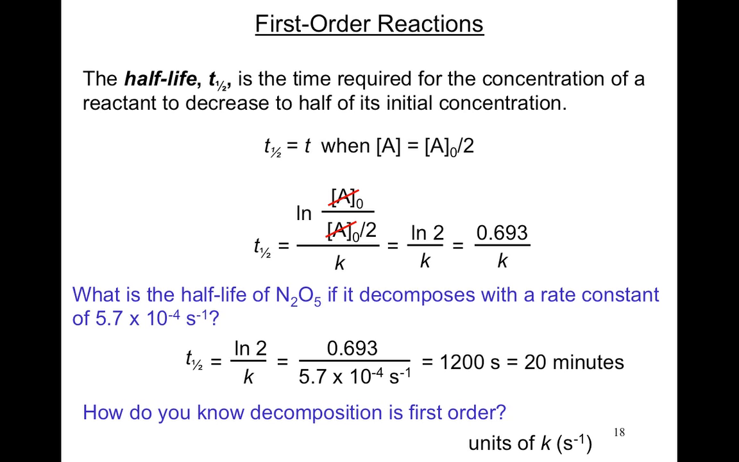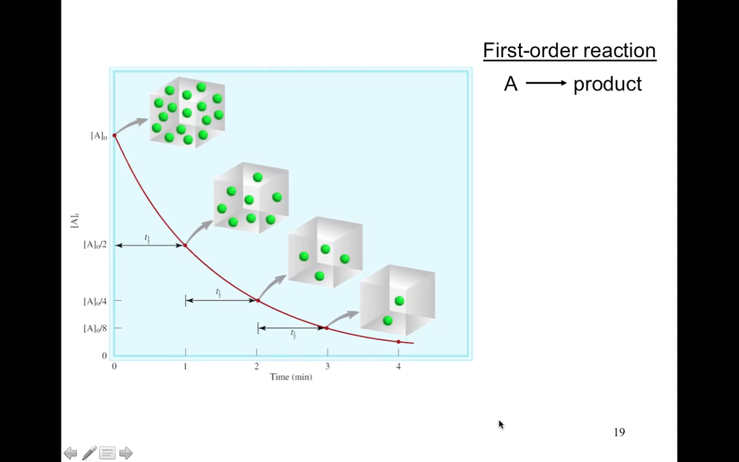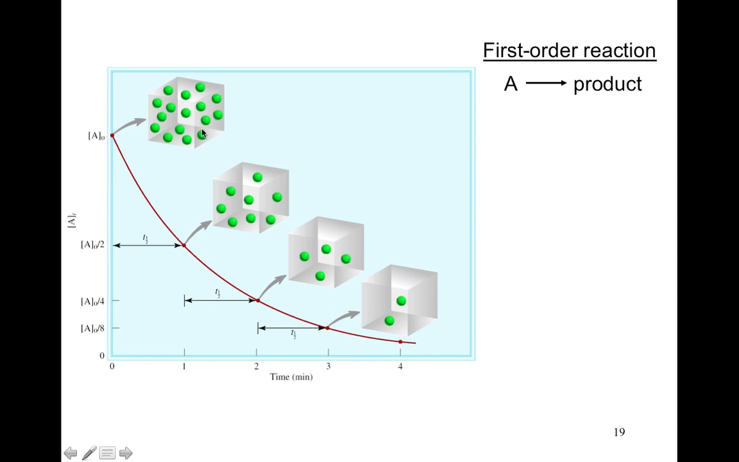So how do you know it's a first order reaction? The units of k are seconds negative 1. If it were a second order reaction, it'd be molar negative 1 second negative 1. So that's one way to know it's first order. In a first order reaction, A is developing the product pretty much independently of B.